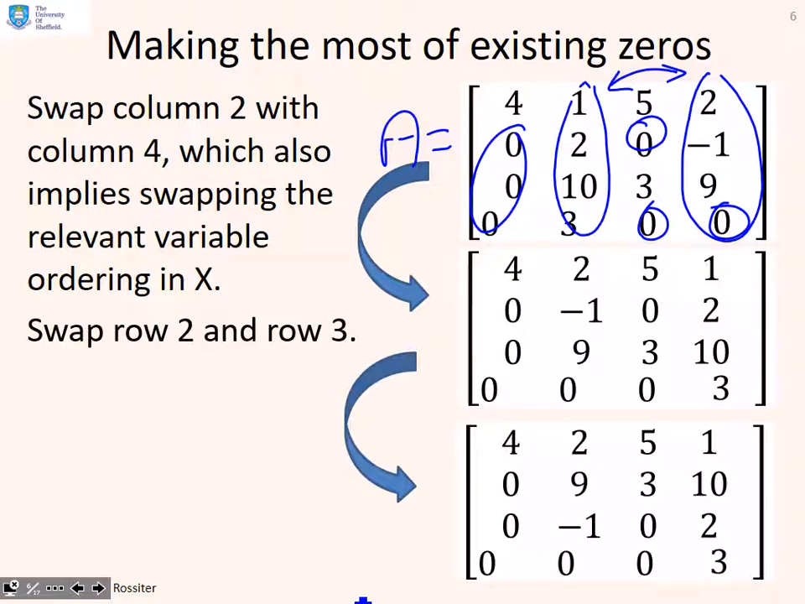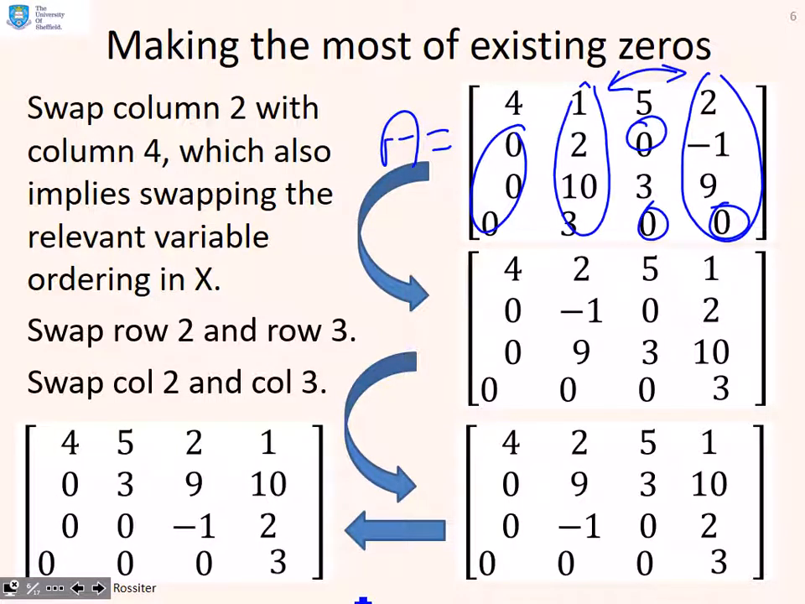And now I'm going to swap row 2 and row 3. And now I'm going to swap column 2 and column 3. And what have I ended up with? You'll see here that now I've got an upper triangular matrix.